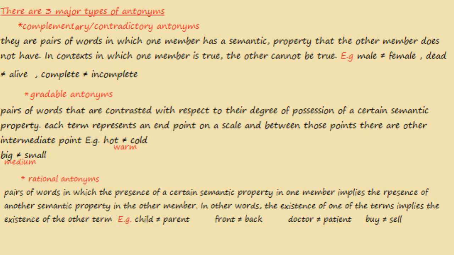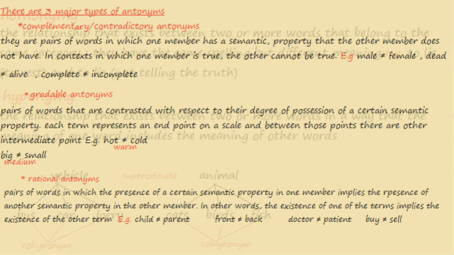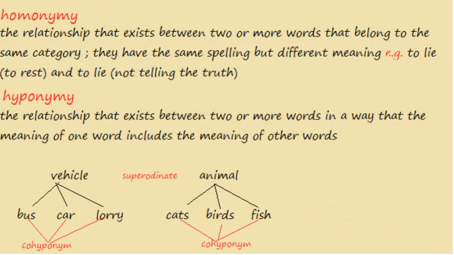We move to homonymy. Homonymy is a relationship that exists between two or more words which belong to the same category. They have the same spelling, but different meaning. For example, to lie, which means to rest, and to lie, which means not telling the truth, or not to tell the truth.